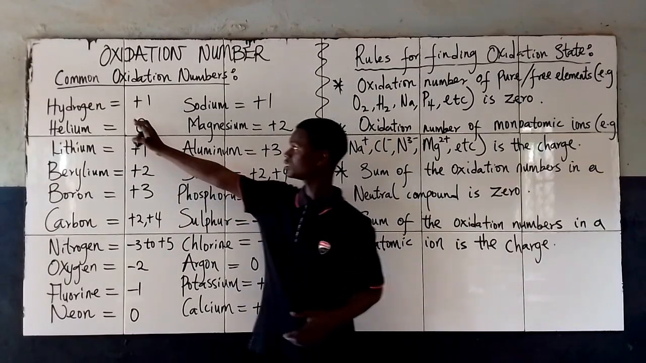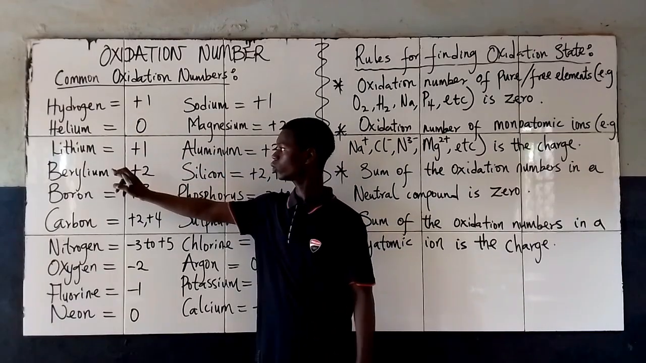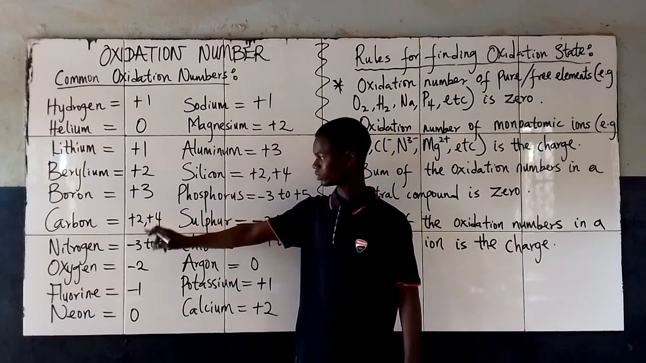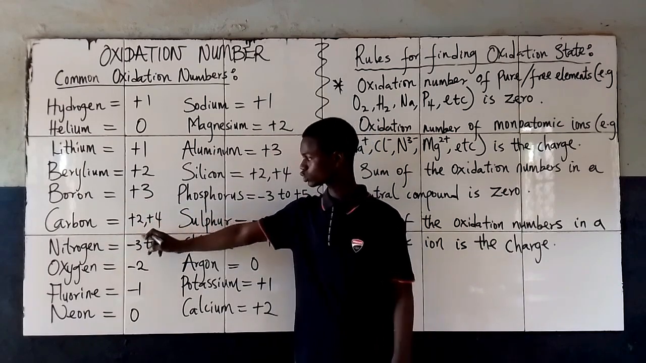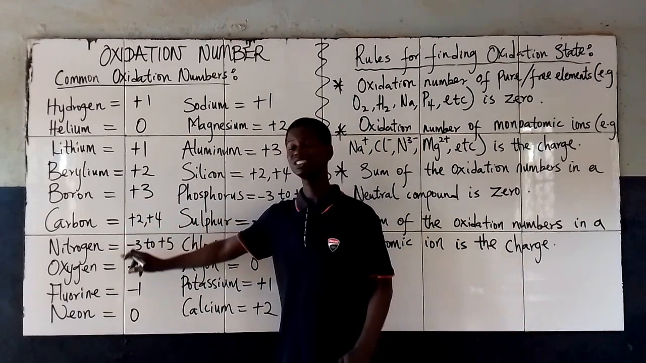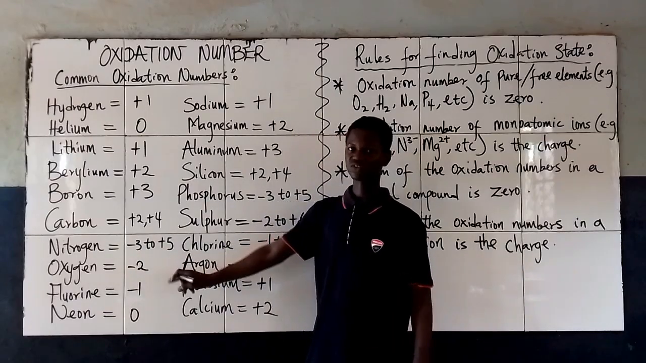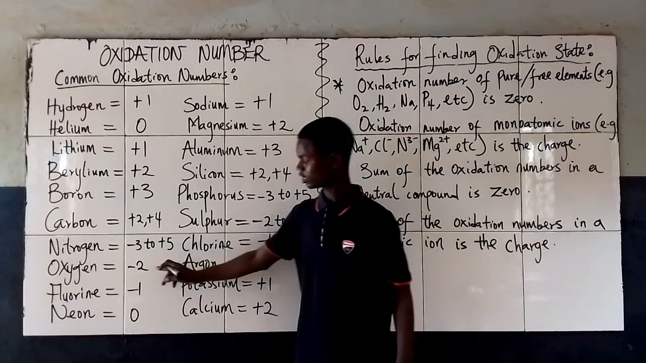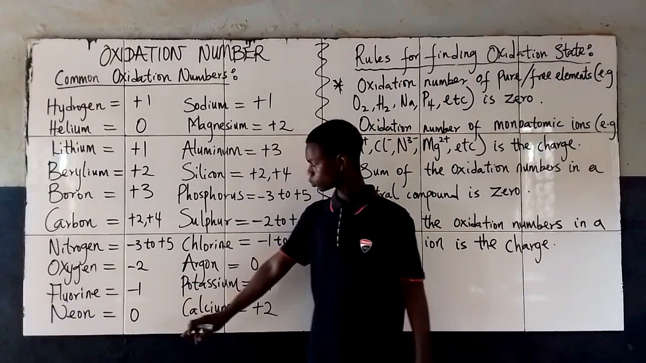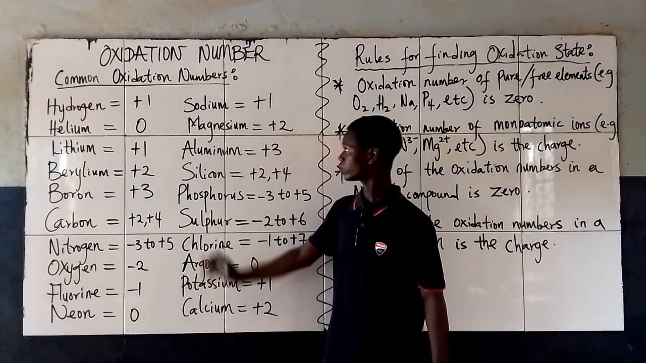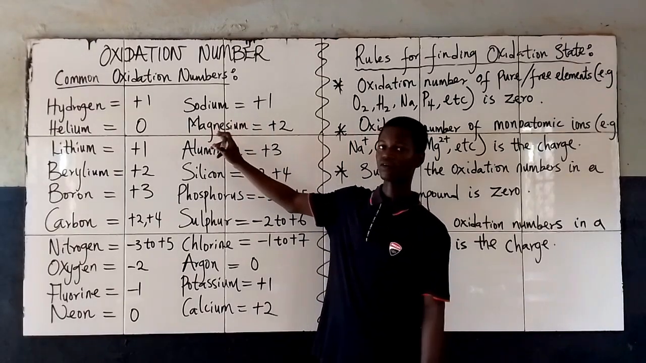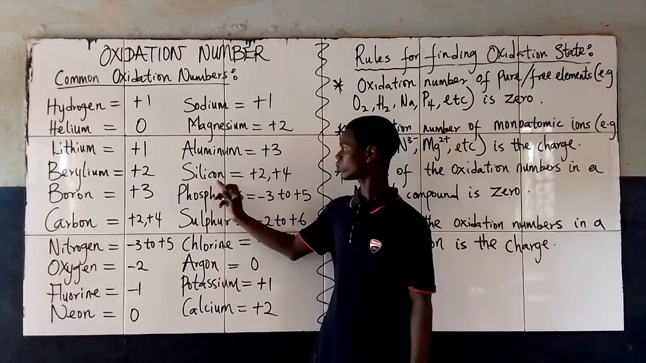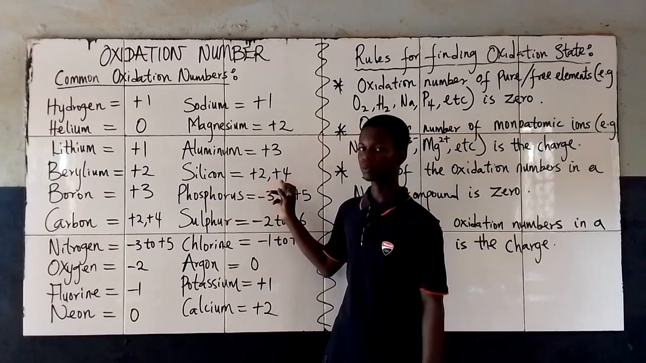Alright? For hydrogen is +1, for helium it's 0, for lithium is +1, beryllium is +2, boron is +3. Carbon can vary, it's either a +2 or a +4. For nitrogen, it ranges from -3 to +5, depending on the compound it's found in. Then for oxygen, it's usually a -2. Fluorine, it is -1. Then in neon, the oxidation number is 0. For sodium, it's +1. For magnesium, it's +2. Aluminium, it's +3. Then for silicon, it's either a +2 or a +4.